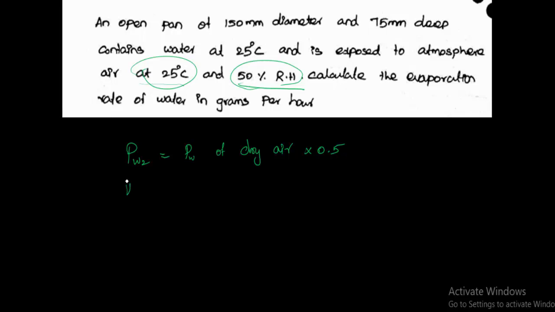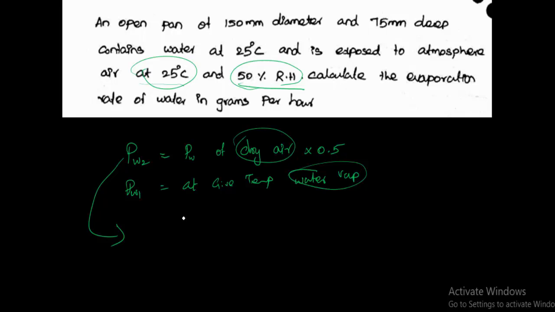So you know that PW1 is known as the pressure of water vapor at the given temperature. From the steam table, just take water vapor properties, but to find out PW2, you have to take the pressure of dry air at 25 degrees Celsius and multiply that pressure by 0.5, that is, 0.5 is nothing but your relative humidity value.